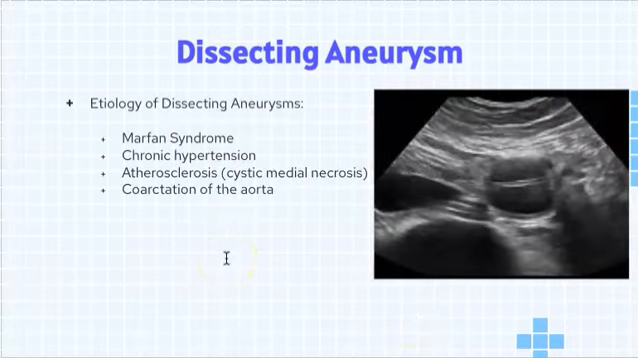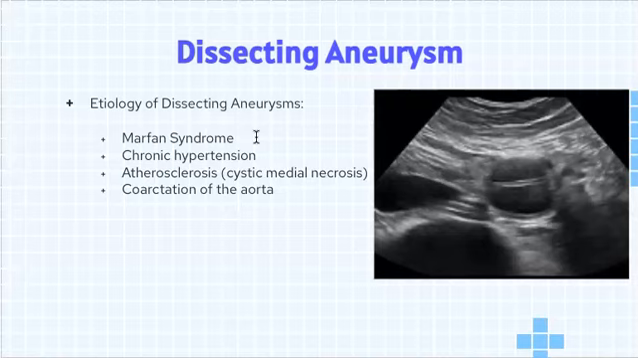There are a couple causes of dissecting aneurysms. The main one that y'all need to know for registries is Marfan syndrome. Marfan syndrome is basically just a genetic disorder that affects the body's connective tissues. That could be a registry question too. So whenever you think of Marfan syndrome, think of it causing a dissecting aneurysm.